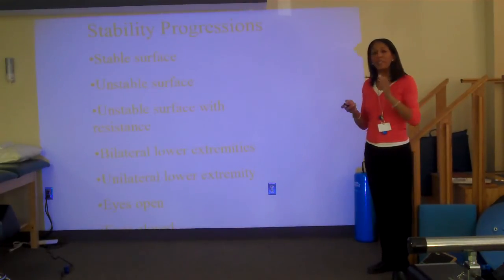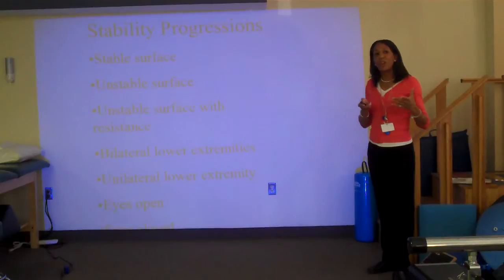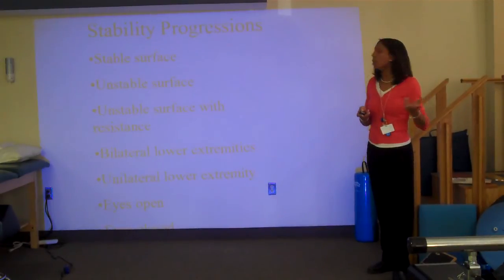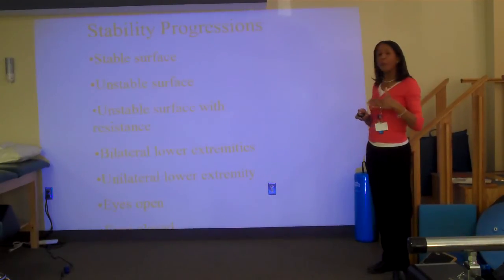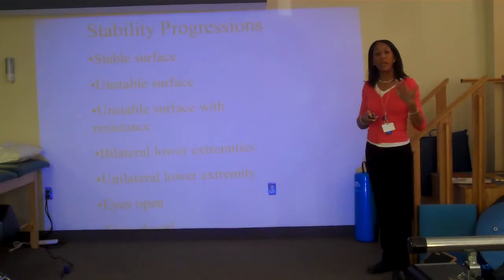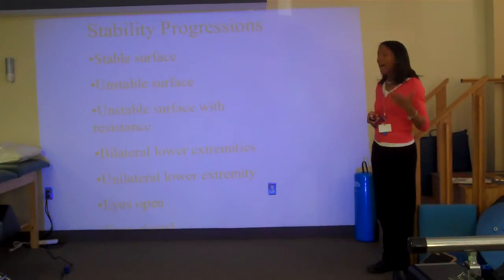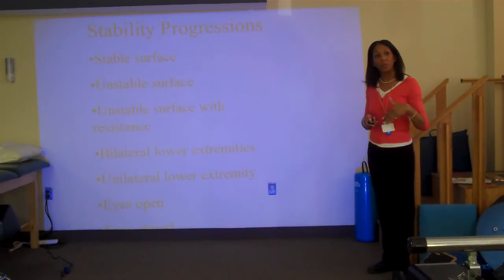Because what happens is when they start to falter, then they're starting to strengthen themselves in a misaligned position, in a faulty movement pattern. So then you're teaching the muscles how to stay strong in a faulty way. And we wouldn't want to do that. So then once you go from an unstable surface, then obviously you can look at an unstable surface with resistance, looking at standing on both extremities, then progress to standing on 1 extremity, eyes open, and then eyes closed.